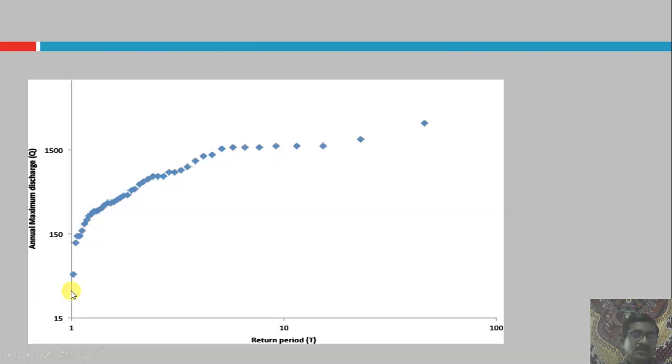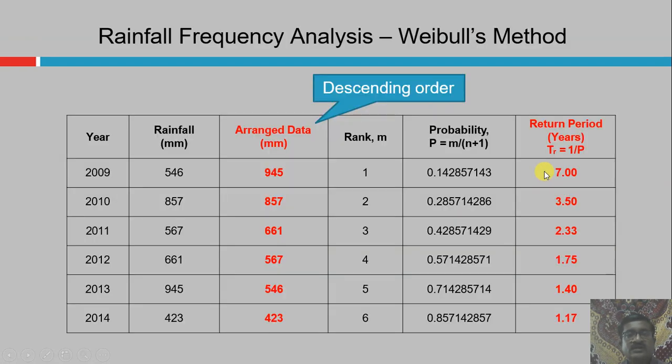Then you can plot this particular graph. Return period is on this axis, and generally a semi-log paper is used for this, and annual maximum discharge is plotted on the y-axis as a curve. Then you can see how this particular data was arranged. It is arranged in descending order, so the maximum value will be plotted at the top.